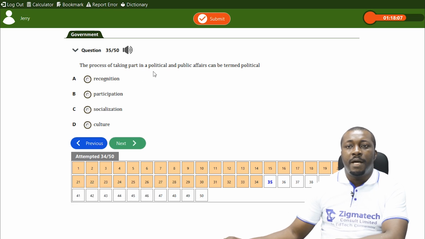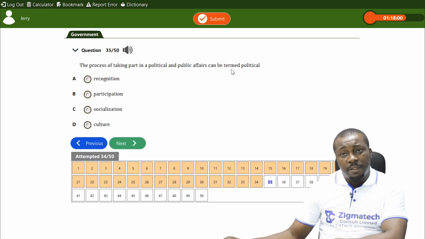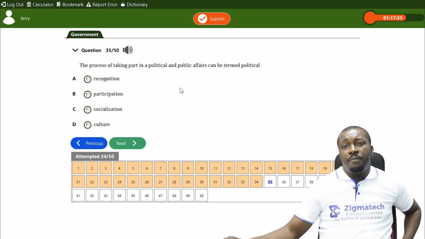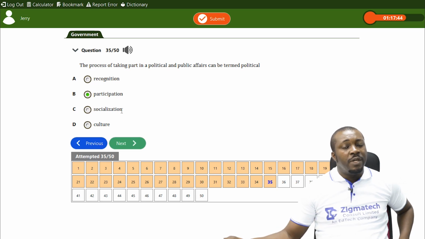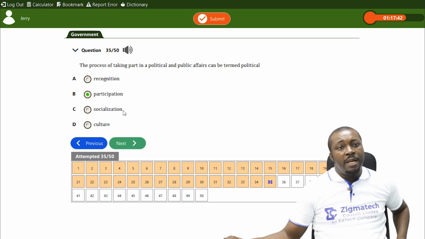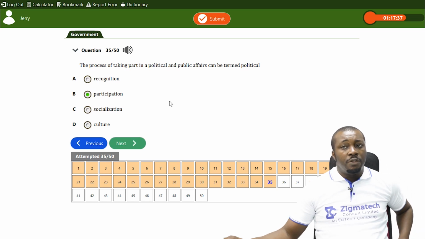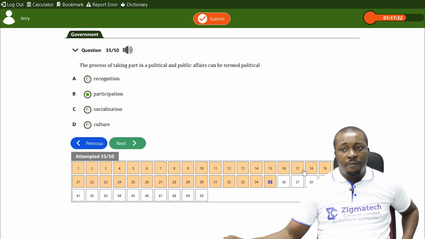Now, the process of taking part in political and public affairs can be termed political. So this question tests your knowledge of political participation, which is the involvement of citizens in the political affairs of their state. So it's political participation. It's not recognition, and it's not political socialization, which has to do with teaching, learning, and assimilation of political norms, values, and ideas of a state. It is not political culture, which is the political way of life of people of a state.